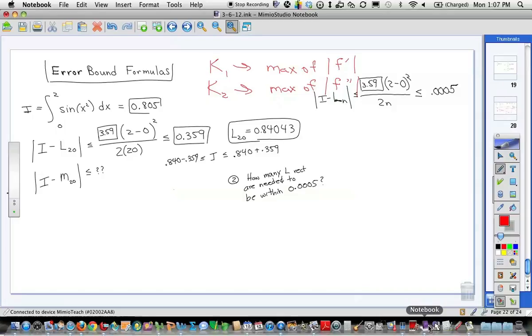Now, you can see what's going to happen. If we were doing it by hand, we'd multiply the 2n over here, and we'd end up with n greater than or equal to, right? So that's telling us our number of rectangles has to be greater than or equal to this amount, right? So we'll end up with something like this. So let's go to the calculator screen and let's do a solve.